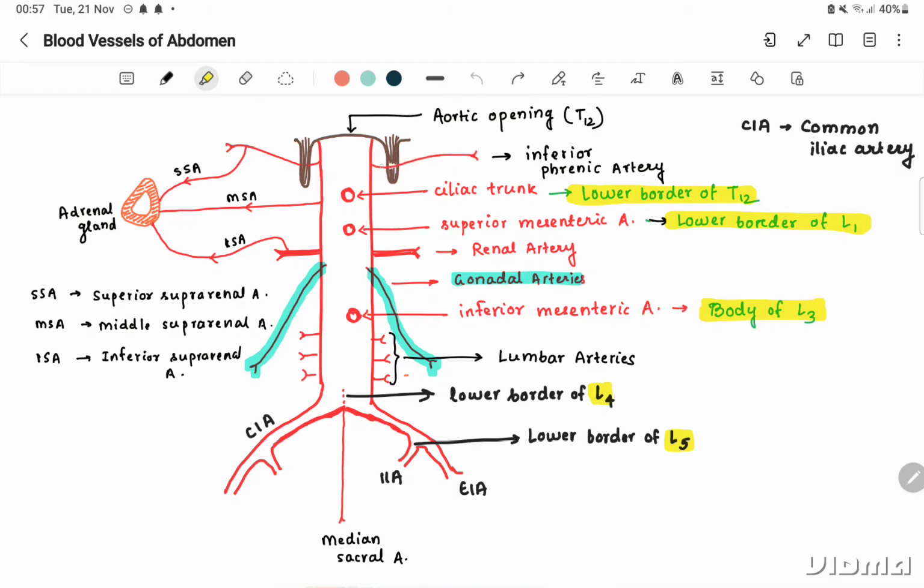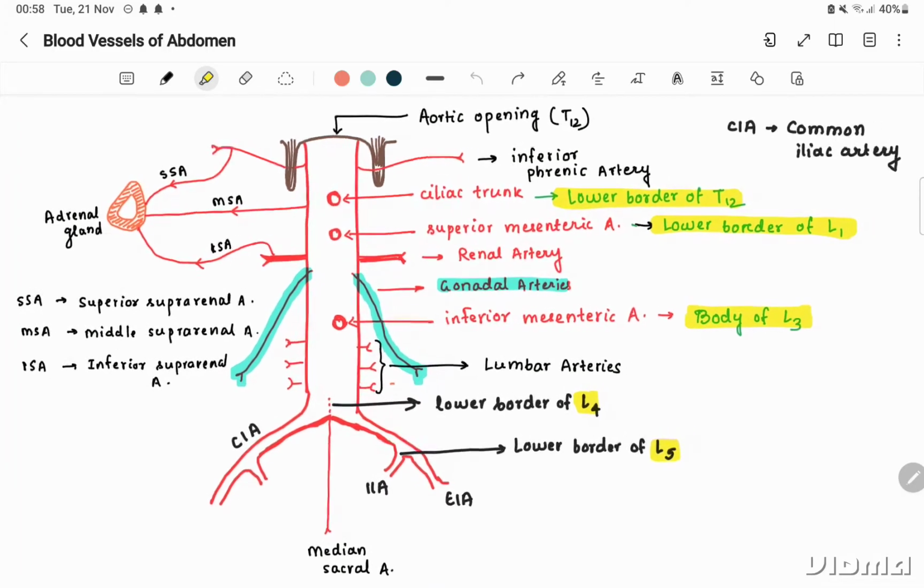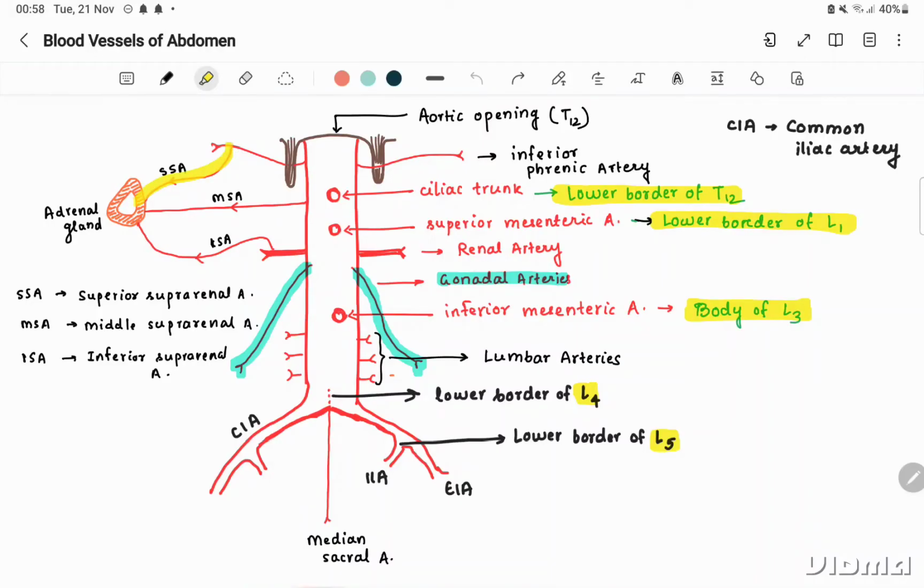The abdominal aorta first gives 2 branches in the upper region, which are called the inferior phrenic arteries. This is the inferior phrenic artery and the inferior phrenic artery, and your superior suprarenal artery arises from your phrenic artery. And then we have another branch, that is your middle suprarenal artery, that also arises directly from the abdominal aorta. Then we have the celiac trunk.